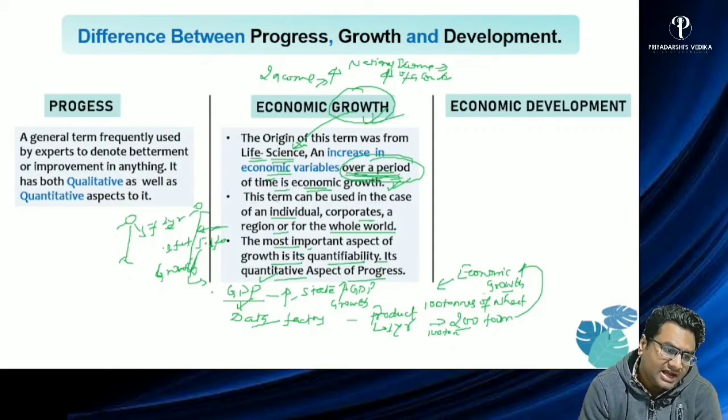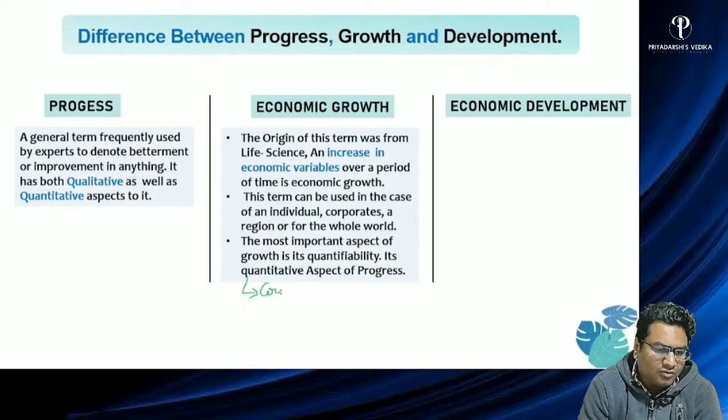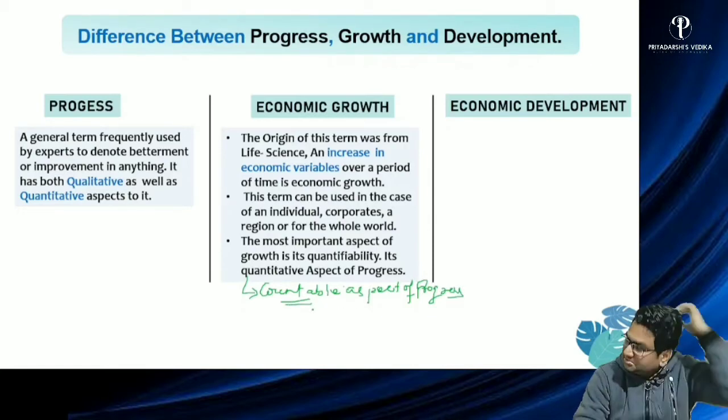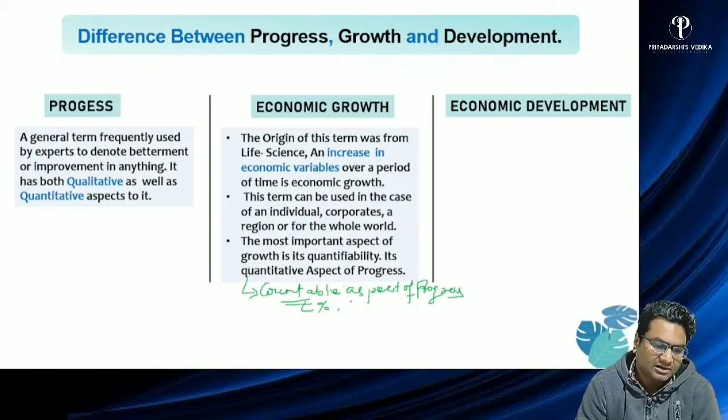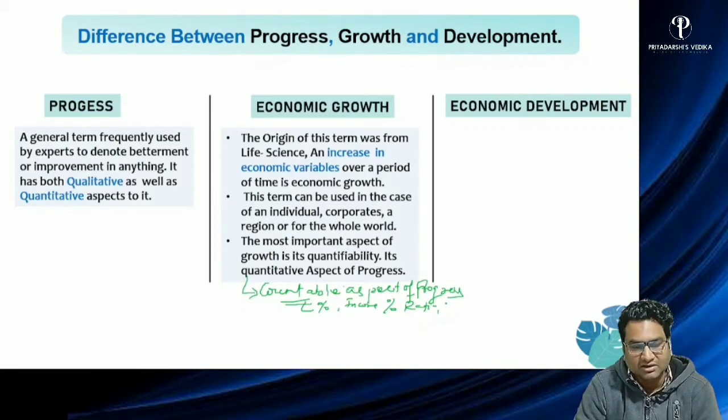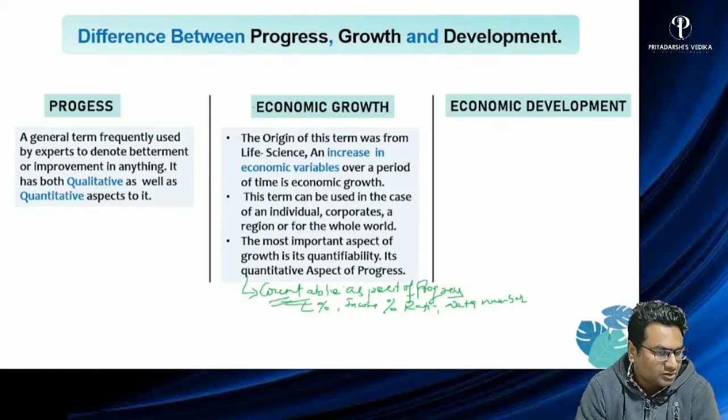So we can see that it is a countable aspect of progress, right? We can count it. GDP increasing, we can count it in percentage, right? If your income is increasing, income can be expressed in percentage or a ratio, or with exact data, some exact data in numbers. Okay, what can be counted comes under economic growth, right?